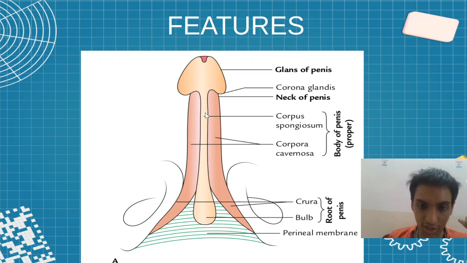Here you're seeing the structure in the coronal section. The glans penis, this is the corona glandis, this is the neck of it. The two corpora cavernosa and the spongiosum in between. This is the body of the penis. Root is formed by the crura. We have crura in the ear also. Remember that is a different crura. Here this is the crura, and bulb. And this is the perineal membrane.